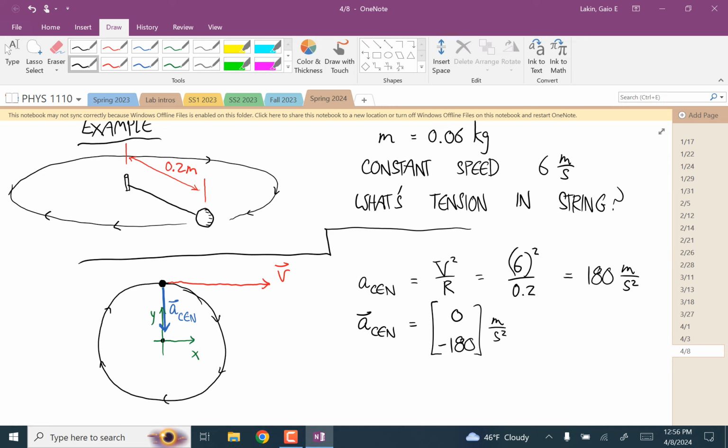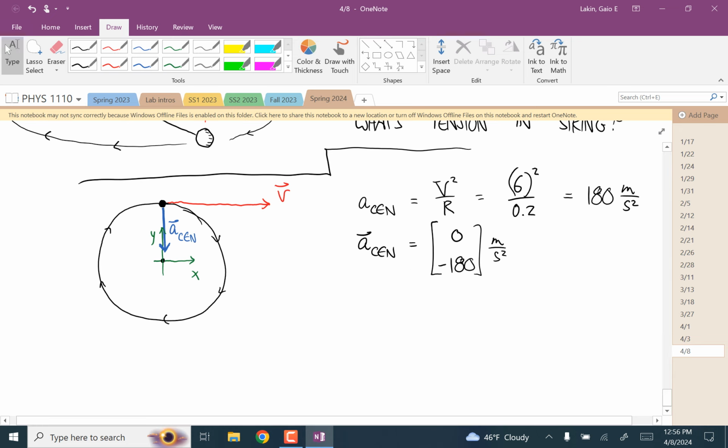Now, is there going to be a tangential acceleration or not for this one? No, because the speed is constant. And so this is equal to the total acceleration because there's no tangential acceleration.